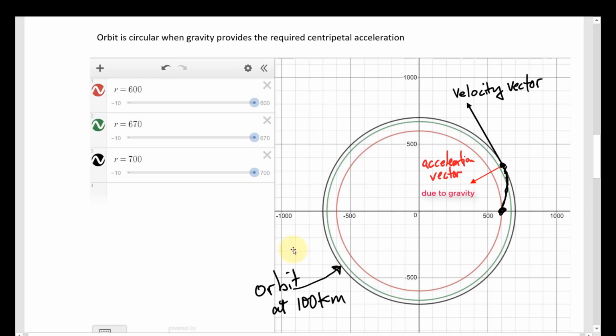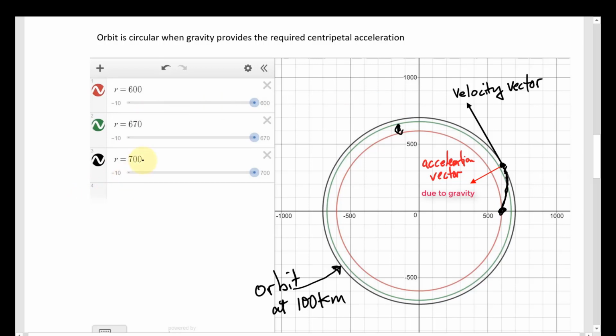I have another graph drawn in here where the first circle has a radius of 600, that is 600 kilometers, and that's the radius of the planet Kerbin. So this red curve would be the planet. Outside of that, I've got another circle with a radius of 670, and that would account for the outer edge of the atmosphere around Kerbin. So this space in between these curves is where the atmosphere is.